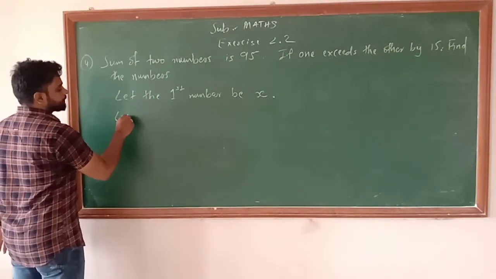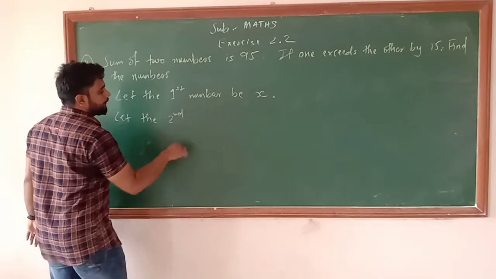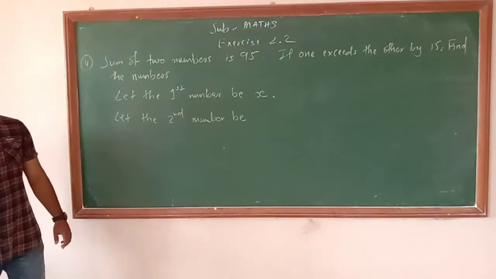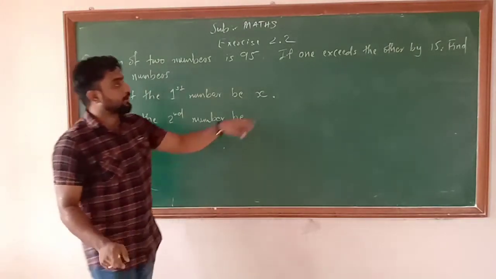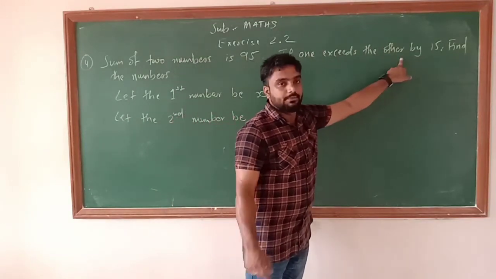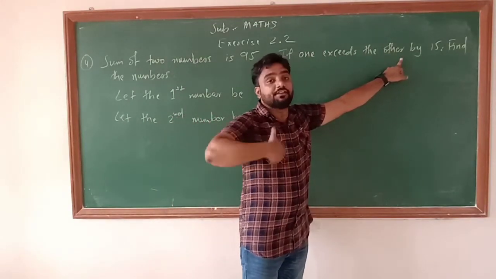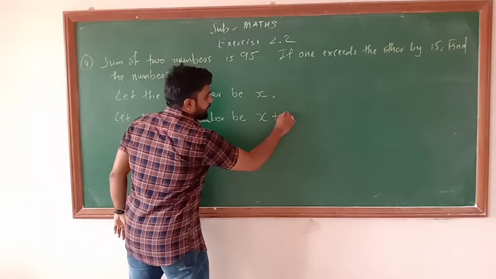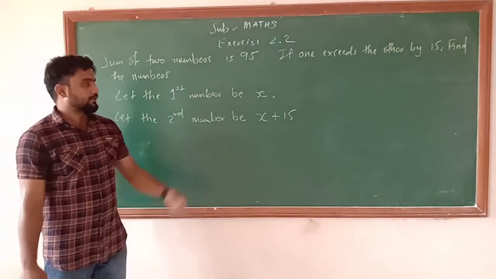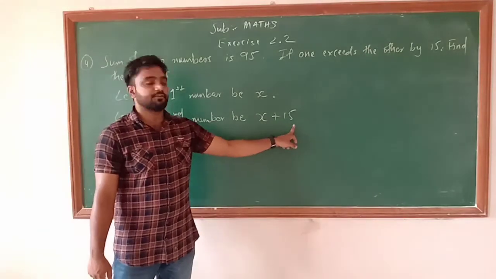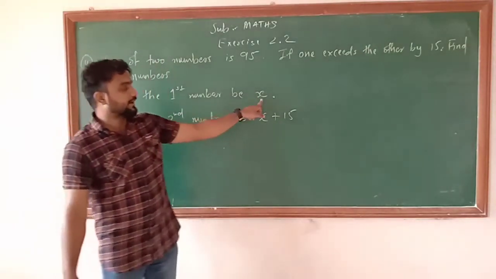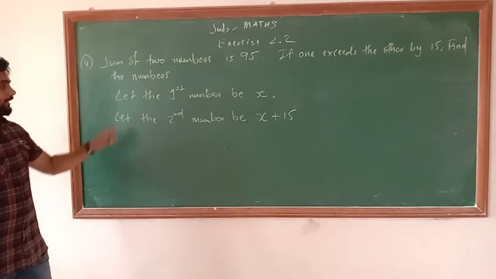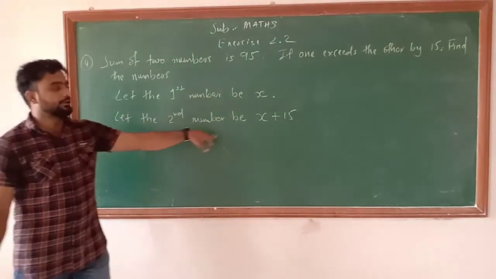So let the second number be, okay, let the second number. So what is the comparison between the first number and the second number? If one exceeds the other, it means one number is 15 more than the other number. So let the second number be 15 more than the first number. That means what? Suppose one number is 10, then the other will be 10 plus 15. That is how much? 25. If one number is 5, then 5 plus 15 is equal to how much? 20. Understand or not? So here both of the numbers are given. Let the first number be x and the second number be x plus 15.